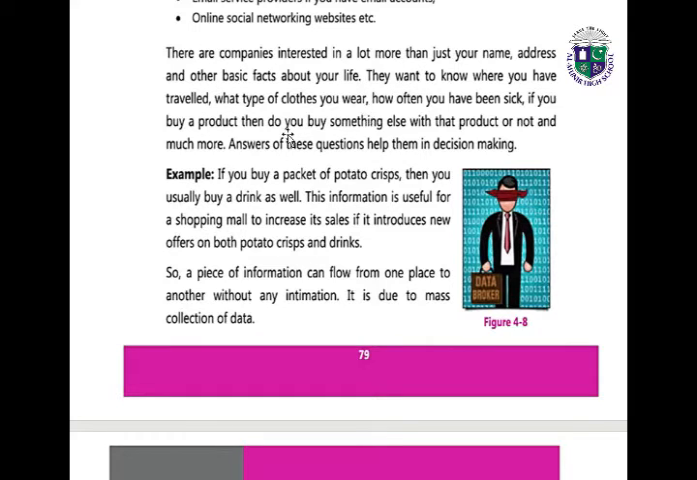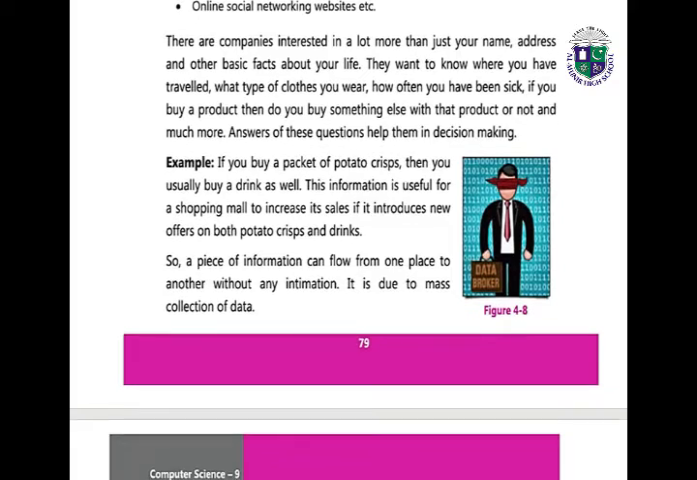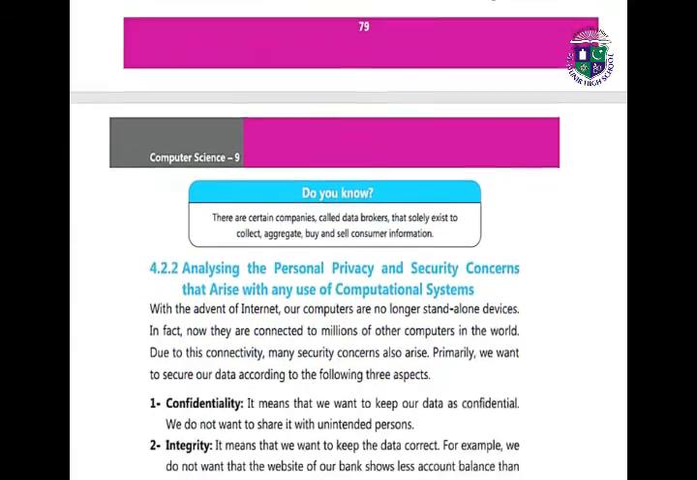They want to know where you have traveled and what type of clothes you wear. So if you buy a product, do you buy something else with that product or not? Here we have an example. If you buy a packet of potato crisps, then you usually buy a drink. So this information is useful for a shopping mall to increase its sales.